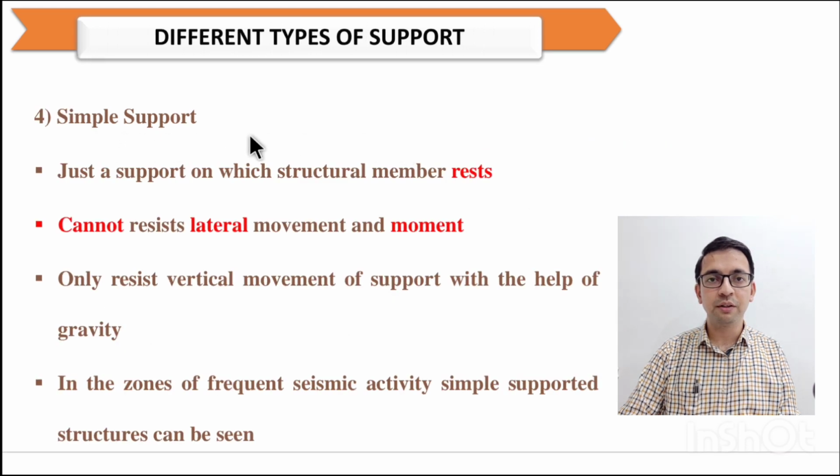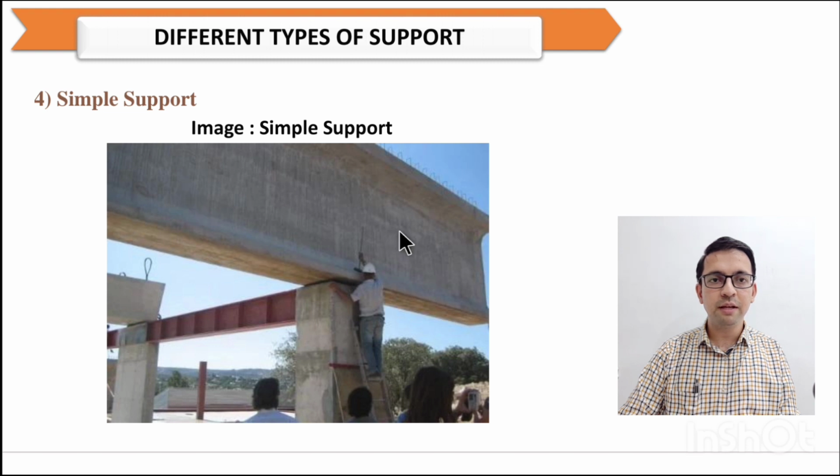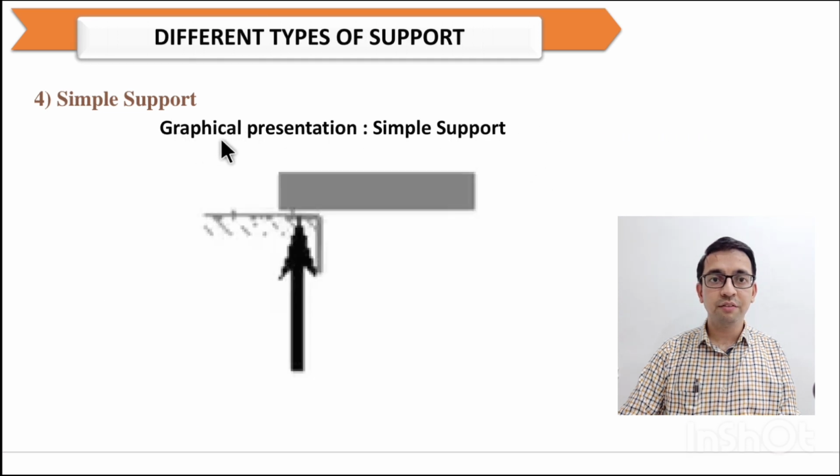Fourth one, simple support. Just a support on which a structural member rests. So it cannot resist lateral movement as well as moment. So it only resists vertical movement of support with the help of gravity. In case of frequent seismic activity, simple support structure can be seen. So let's see the image. So here we can see the beam is resting on a column without any connection. So it is called simple support. Now graphical presentation. Here we can see the beam is resting on support without any connection.